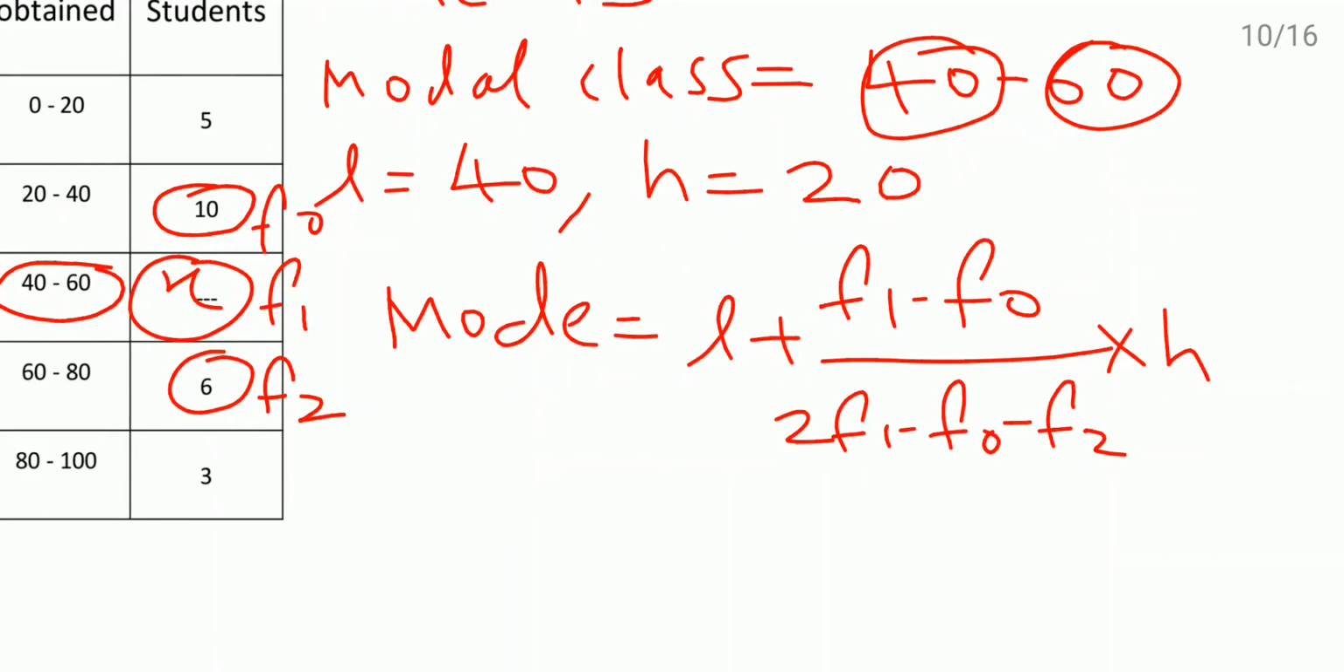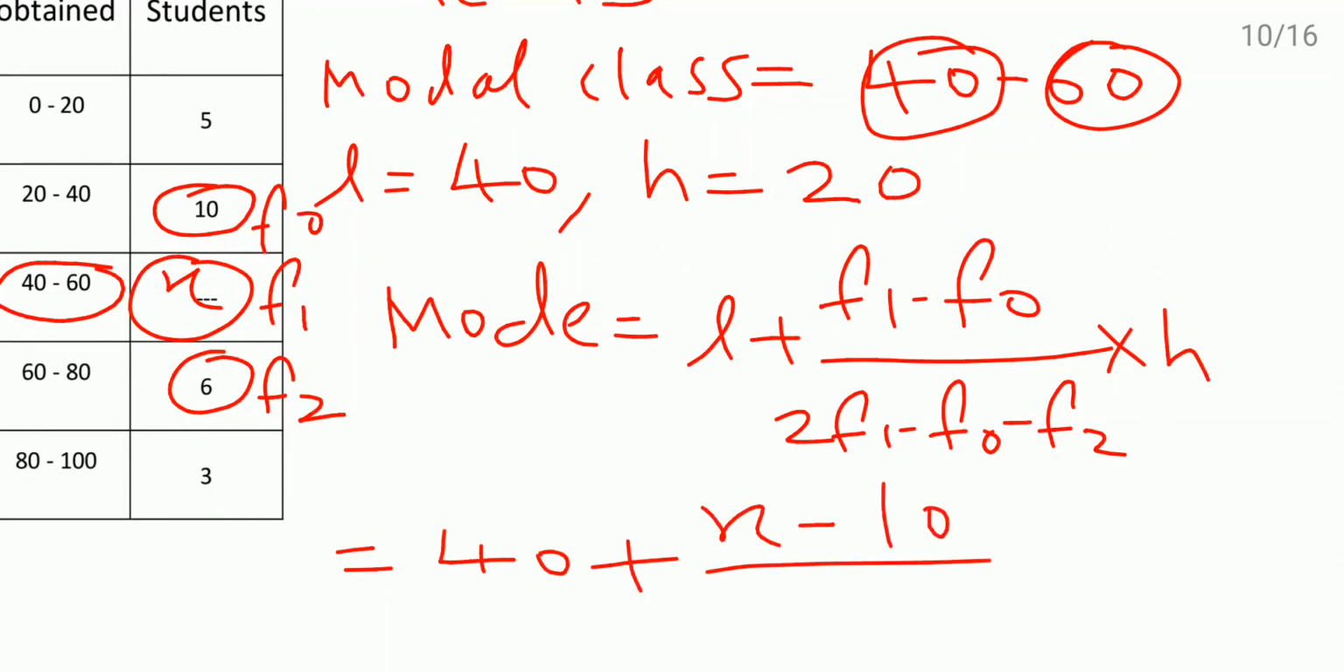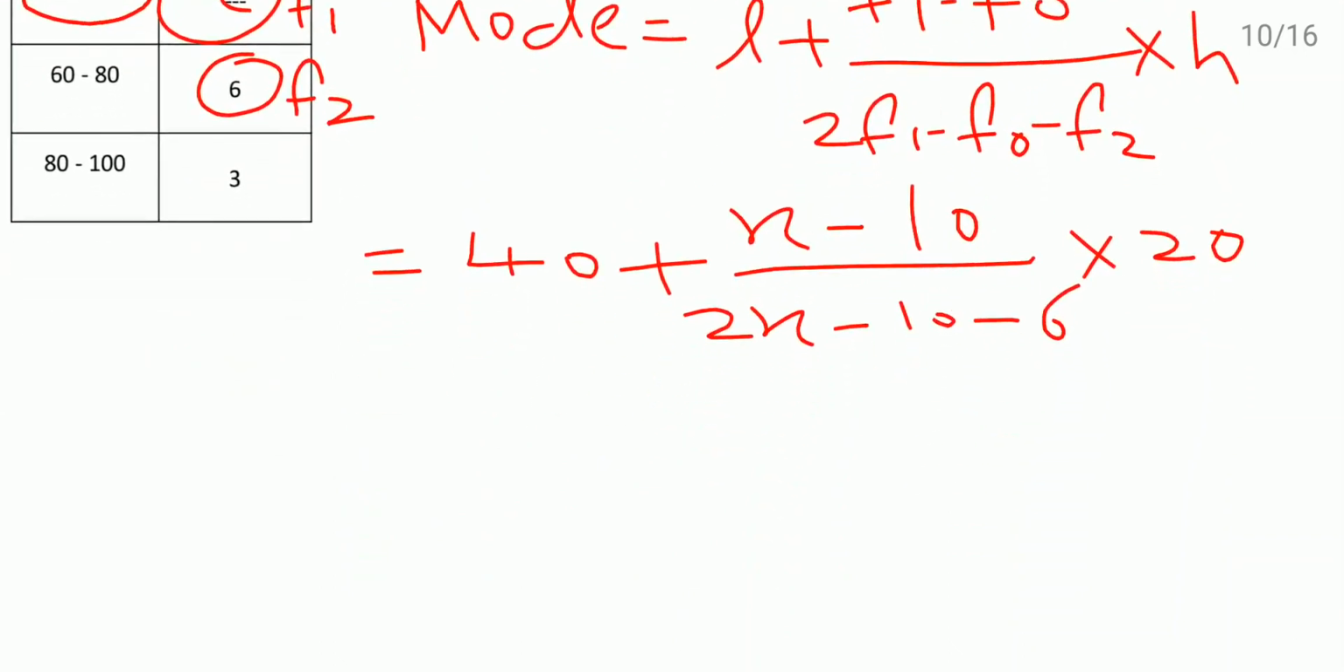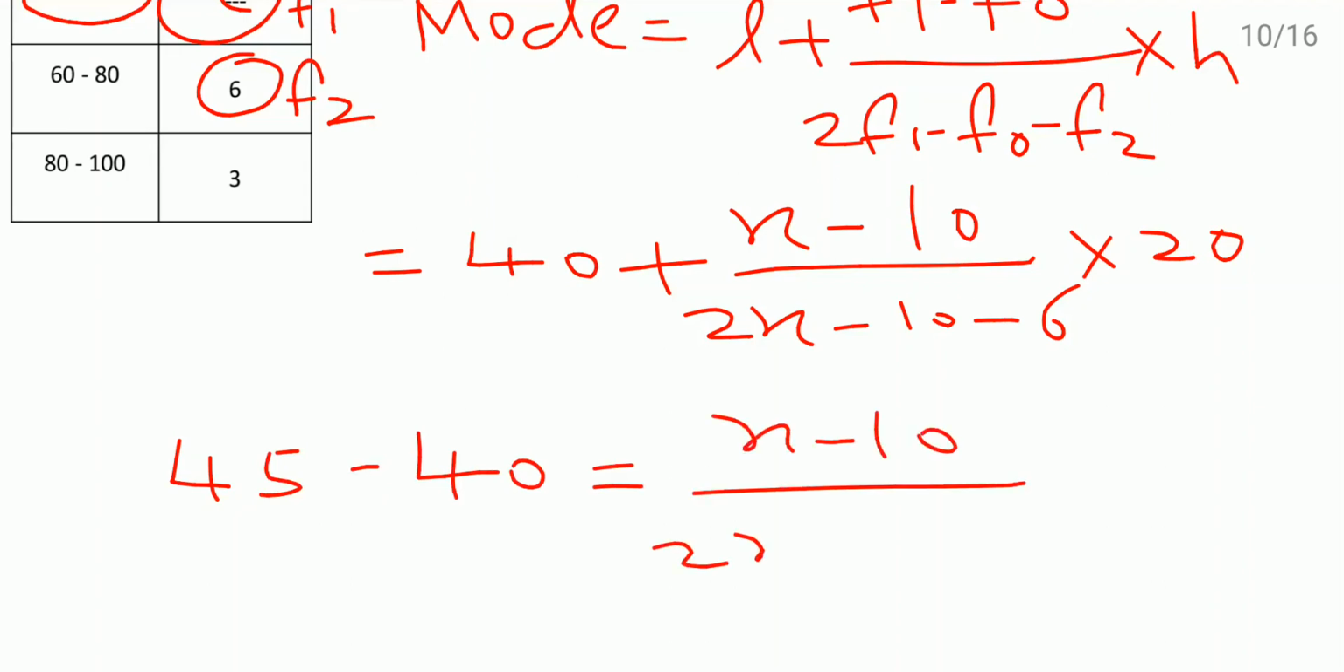Now here, from here I'll start writing. L is what? 40 plus F1 is what? X minus 10 divided by 2 times F1, that means 2x minus 10. The value of F2 is 6, into 20 here. Okay. Here mode is given 45. So I'll write down 45 at this place. This 40, which is plus on that side, will come this side and get subtracted. So what is left here? X minus 10 divided by 2x minus 16 into 20.